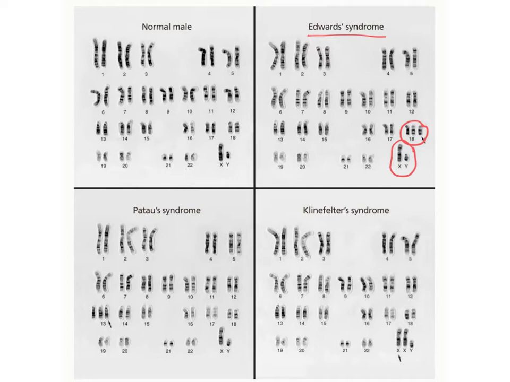Down here in the bottom left, we have an extra 13th chromosome, and down here in the bottom right, in the last pair, we've got XXY, which is called Klinefelter syndrome. Now, you don't need to know any of those examples, but you just need to realise that there are conditions where someone might have an extra chromosome.